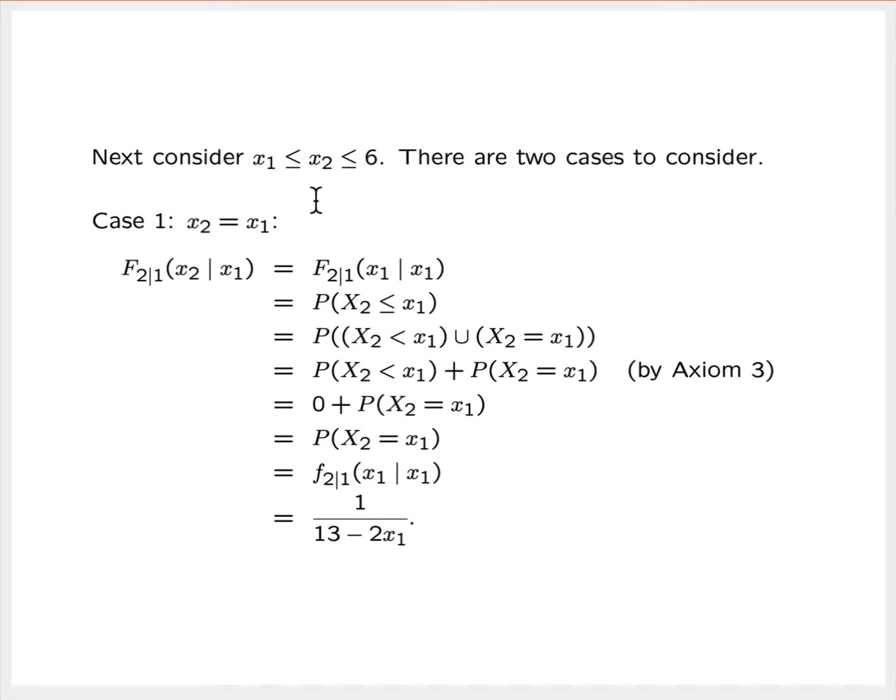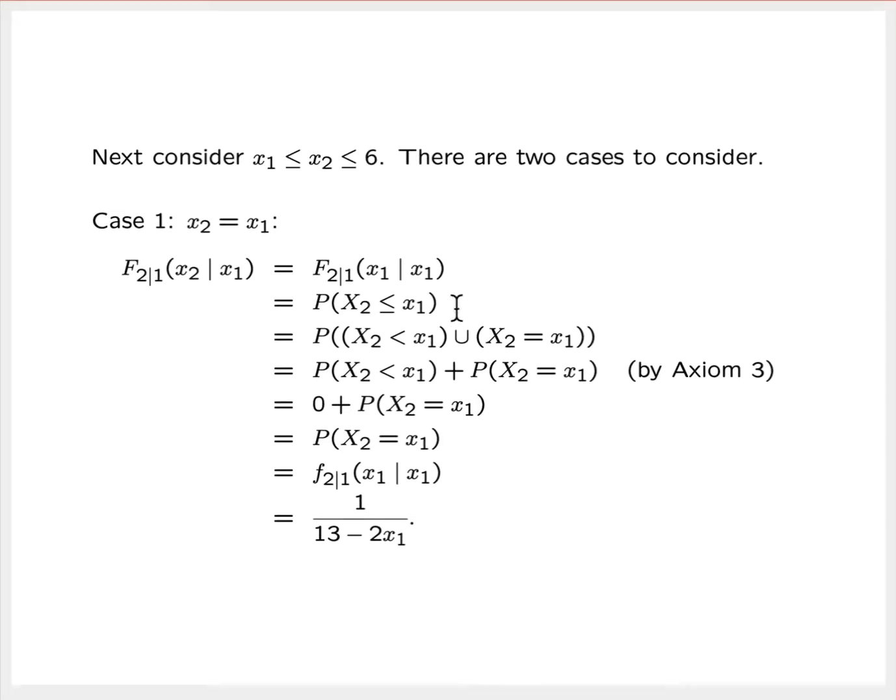Now, let's consider the situation where x2 is greater than or equal to 1 and less than or equal to 6. Now, there are 2 cases to consider. The first case is when x2 is equal to x1. And so in this case, the conditional CDF of x2 given x1 evaluated at x2 is the same as the conditional CDF of x2 given x1 evaluated at x1 because x1 and x2 are equal. Now, this turns out to be the probability that x2 is less than or equal to x1, the conditional probability.